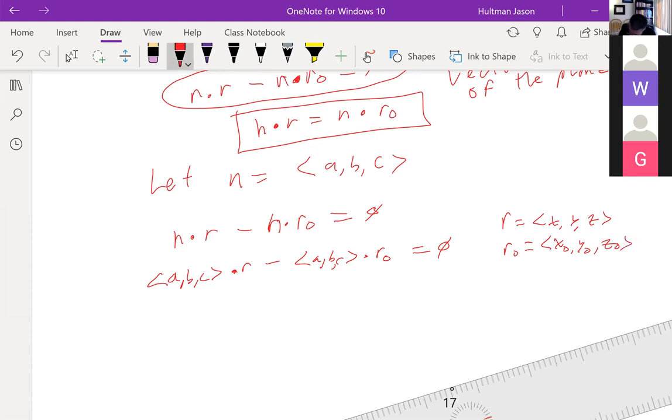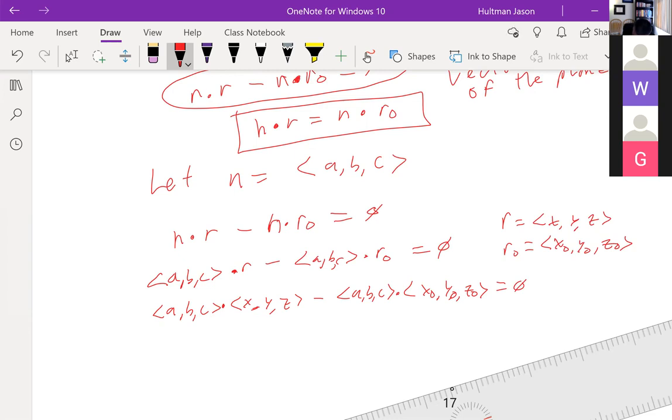Okay. And so this becomes ABC. Easy as 1, 2, 3. Okay, X, Y, Z minus ABC, dotted. These are dotted, by the way. Dotted with X naught, Y naught, Z naught is equal to 0. Okay, so now let's dot these.